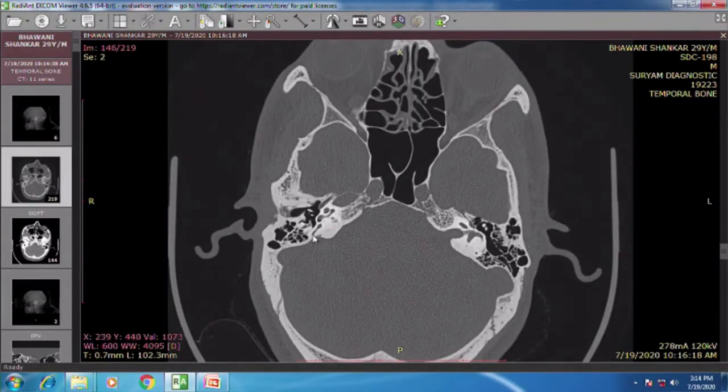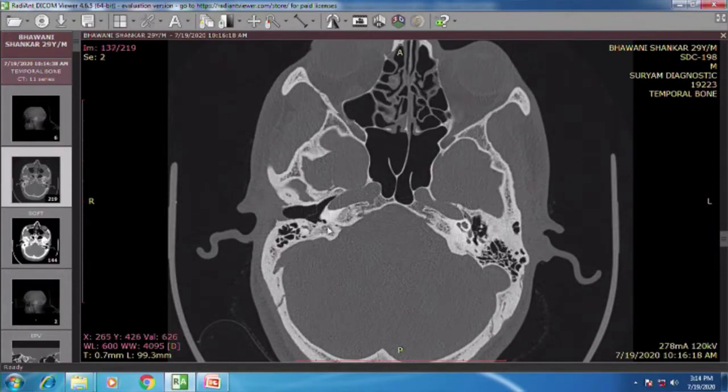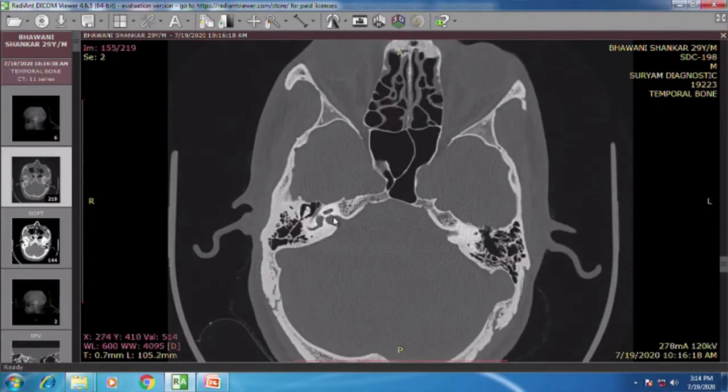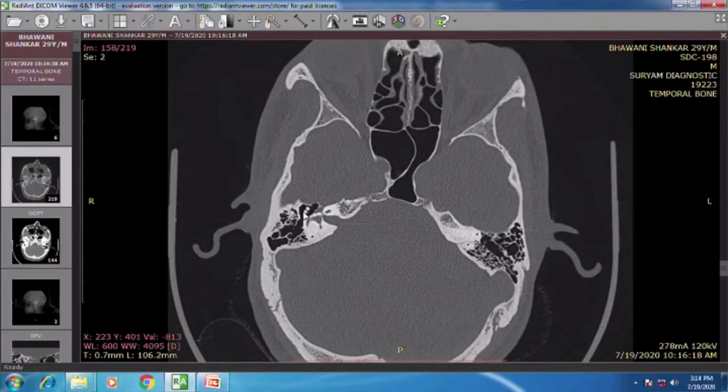Secondly, beside that, this is the vestibular aqueduct, good. And here this is the cochlear aqueduct, is good, not very enlarged. Any of the aqueducts is not very enlarged. Now coming down to the attic, see the malleus and incus.